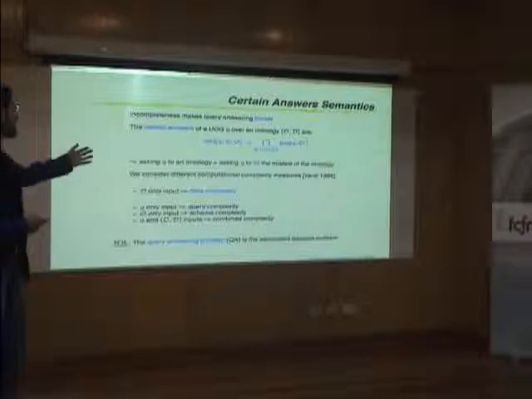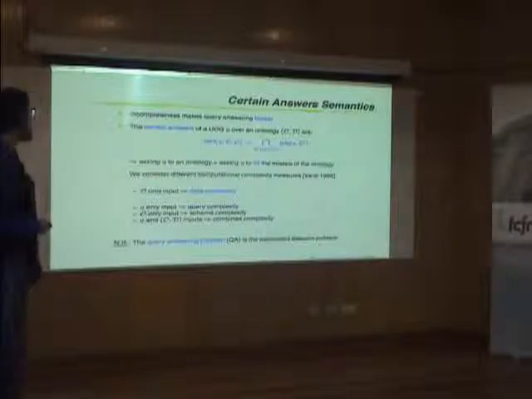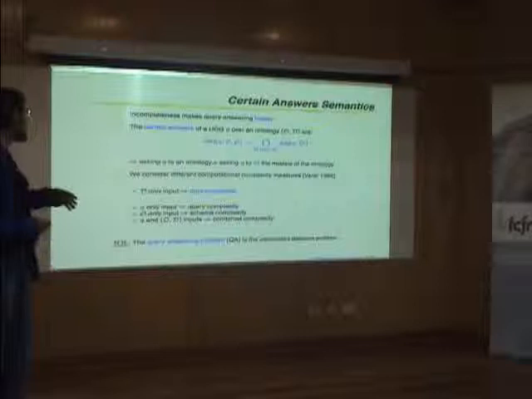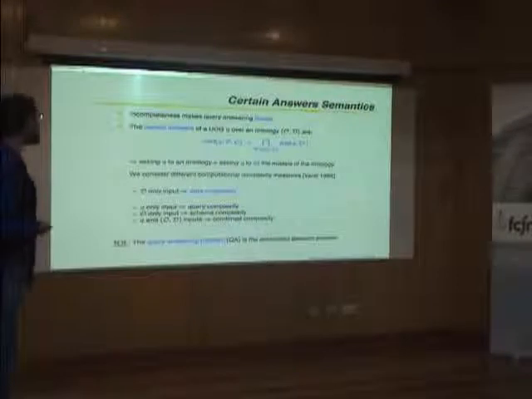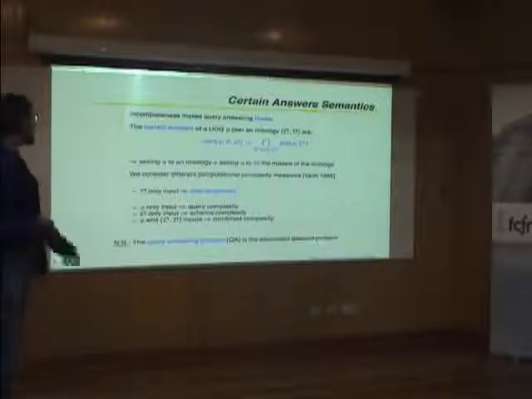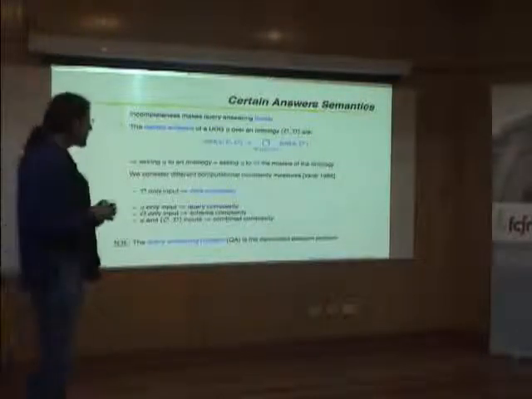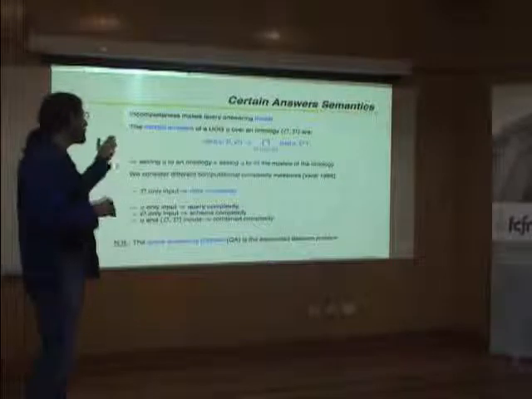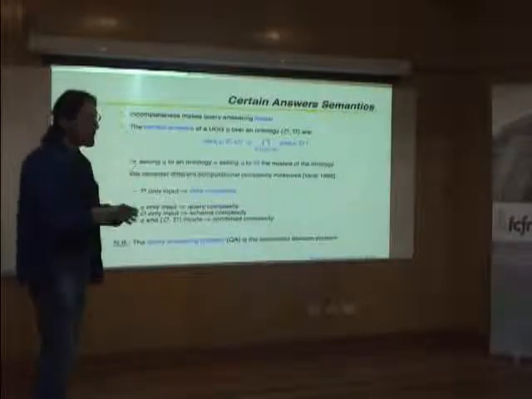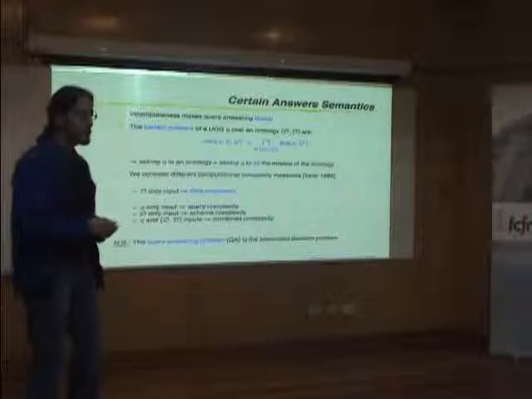And, well, this is just the standard definition. So the certain answers of a union of conjunctive queries Q over an ontology O is defined as the intersection of the answers of that query over all the models of your ontology.